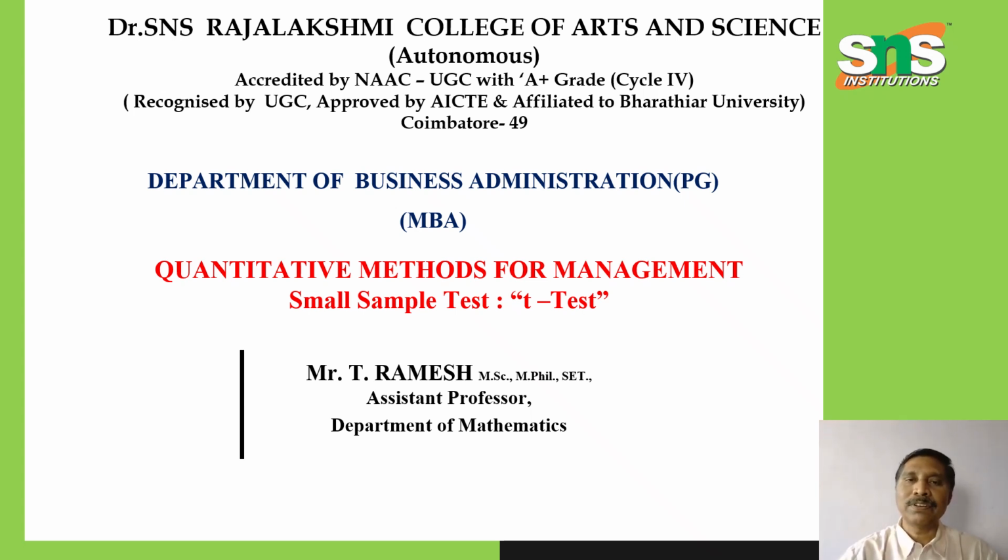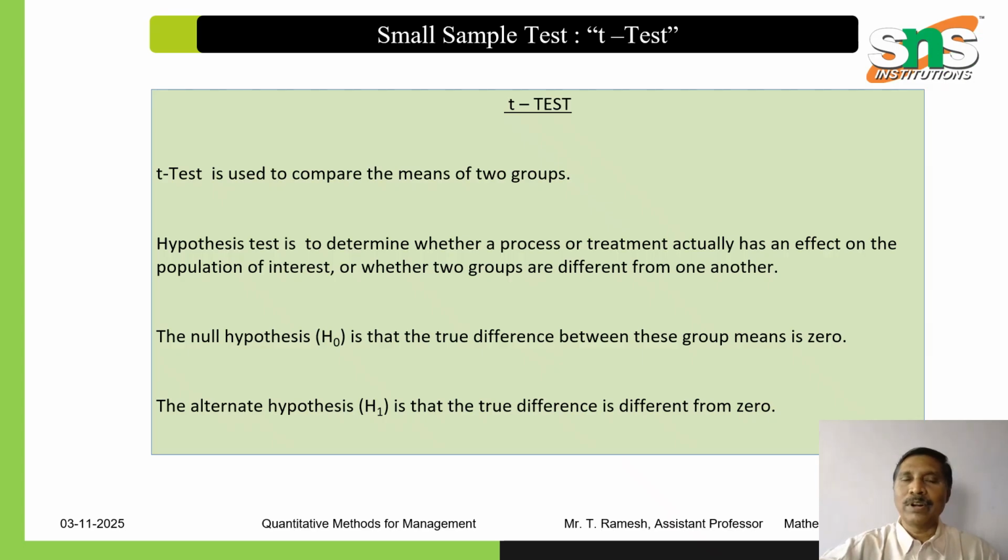In this lecture series video, we are going to discuss small sample test, that is t-test, from quantitative methods for management. So what is t-test? The t-test is used to compare the mean of two groups. The hypothesis test is to determine whether a process or treatment actually has an effect on the population of interest, or whether the two groups are different from one another.